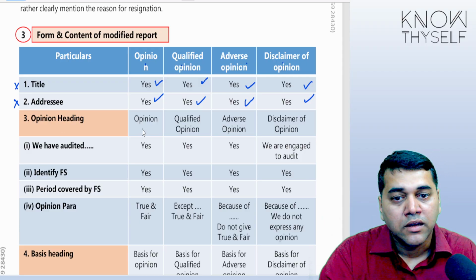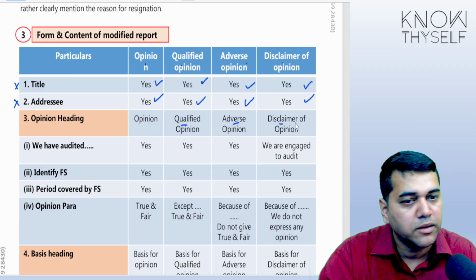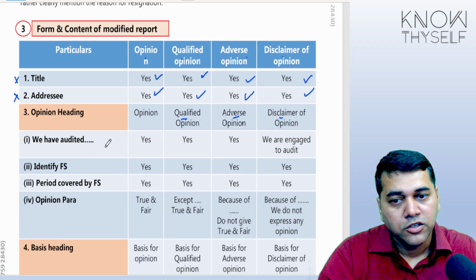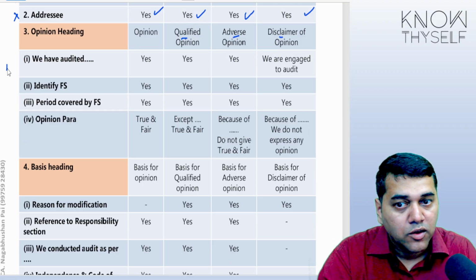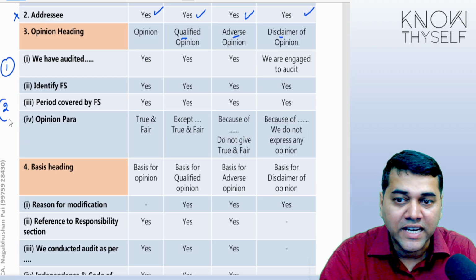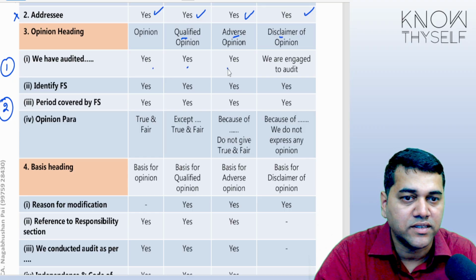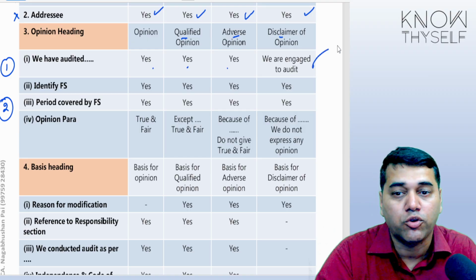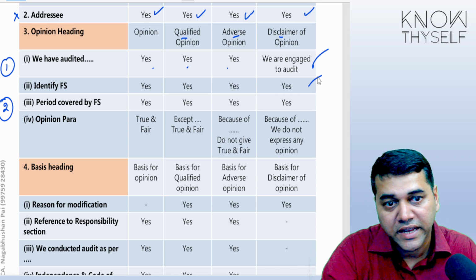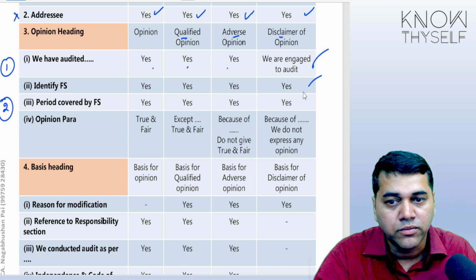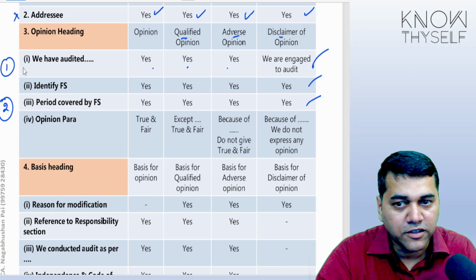They said the heading you have, called opinion, should be changed into qualified opinion, adverse opinion, disclaimer of opinion. Should you say we have audited? Because this opinion para has got 2 elements: one, we have audited, and second, in our opinion. Should you say we have audited? Yes, yes, yes. But here you should say we have been engaged to audit. Should you identify the financial statement? Yes, we have been engaged to audit the financial statement of so and so for the period so and so. Okay, this is the first part.